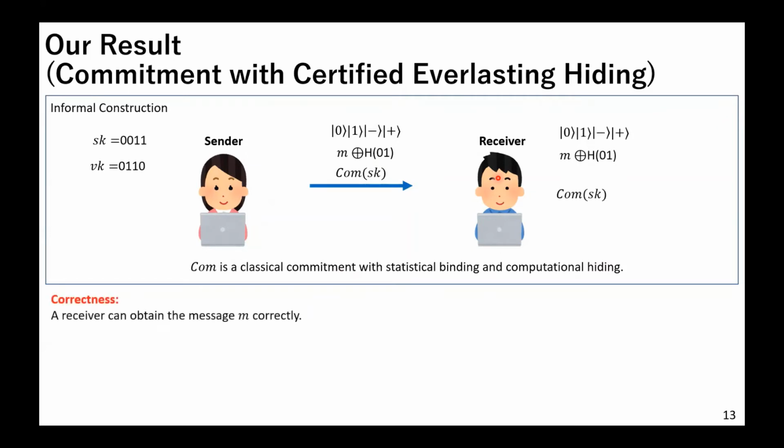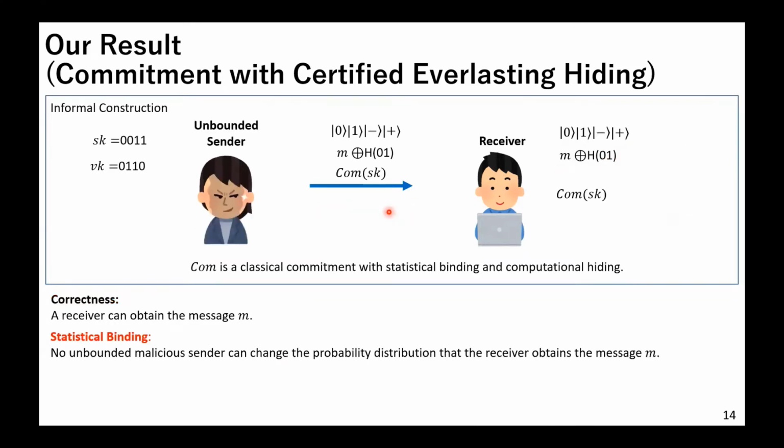Our construction satisfies correctness. This guarantees that when the protocol is executed honestly, a receiver can obtain the message M correctly. When the receiver wants to recover the message M from the commitment, he requests the sender to send the secret key. Then the receiver checks whether the secret key is equal to the committed value or not. Now the sender behaves honestly, so the receiver accepts with overwhelming probability. Recall that the secret key is the basis of these quantum states. So by measuring these computational basis states in the computational basis, he can obtain the bit values, and by computing the hash function, he can recover the message M correctly.